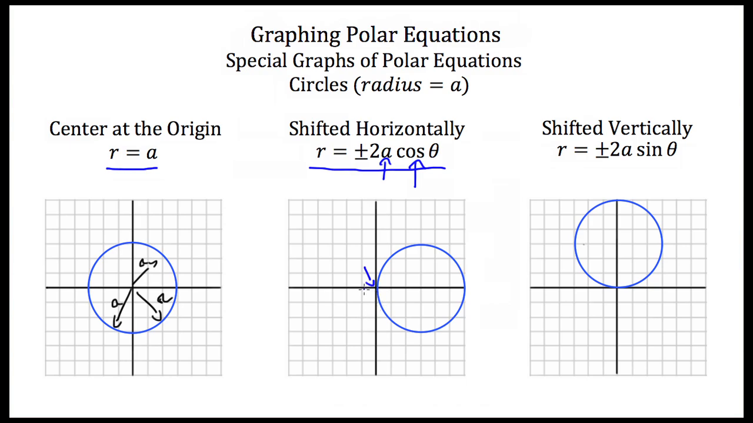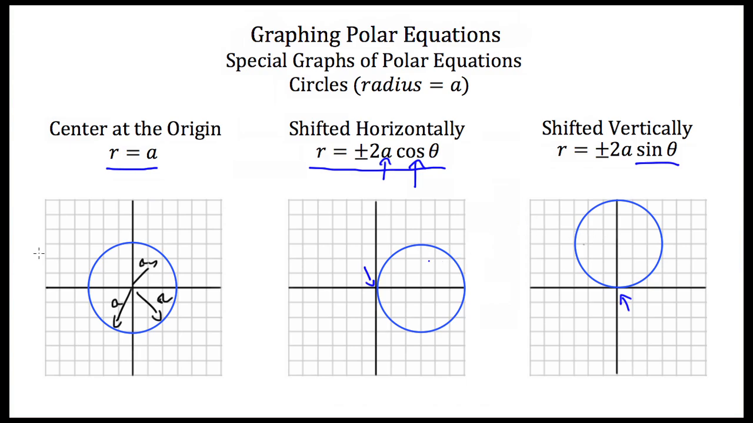Same thing if we shift it vertically. We have r is equal to plus or minus 2 times a, where a is the radius of this circle, times the sine of theta. The sine tells us that we're shifting this in the y direction. And again, our circle passes through the pole or the origin. So if you see any of these three types of equations, you know you're dealing with a circle.